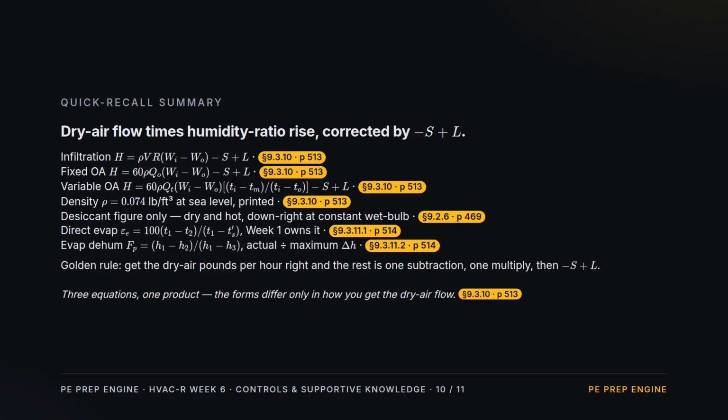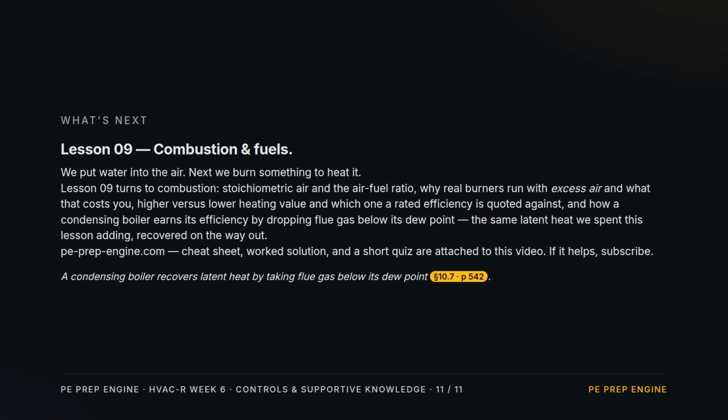Desiccant dehumidification is a figure only, drier and hotter, down and to the right at constant wet bulb. Direct evaporative coolers get a saturation efficiency, which week 1 owns. And evaporative dehumidifiers get a performance factor. Actual enthalpy change over maximum. Golden rule: get the dry air pounds per hour right, and the rest is 1 subtraction, 1 multiply, then minus S plus L. Next up, Lesson 9, Combustion and Fuels.